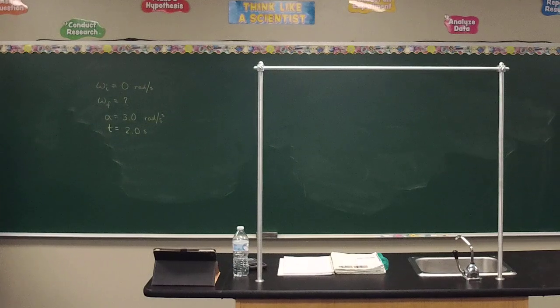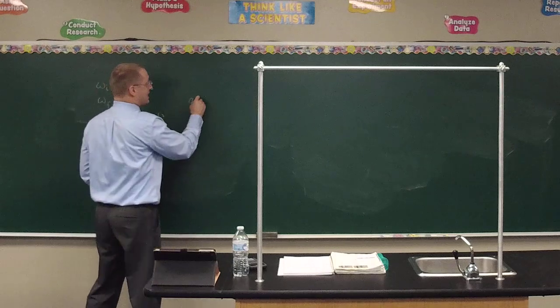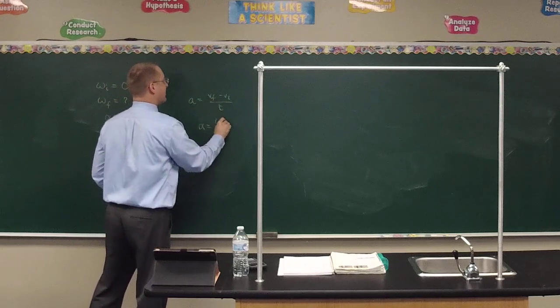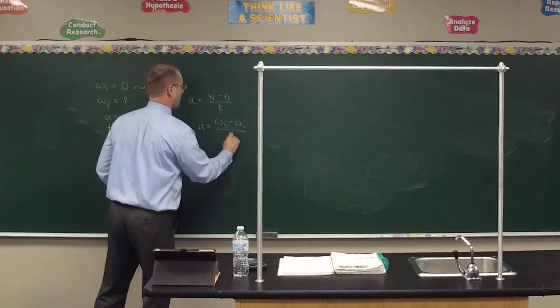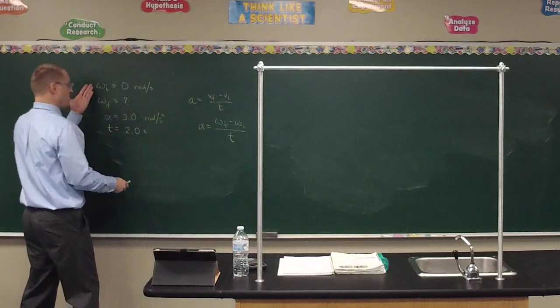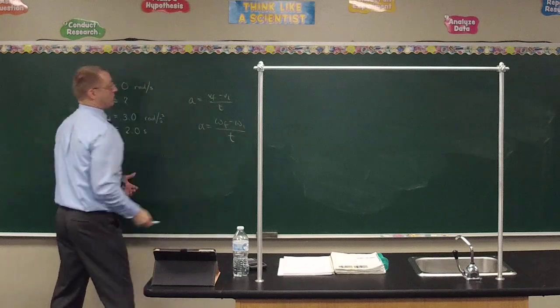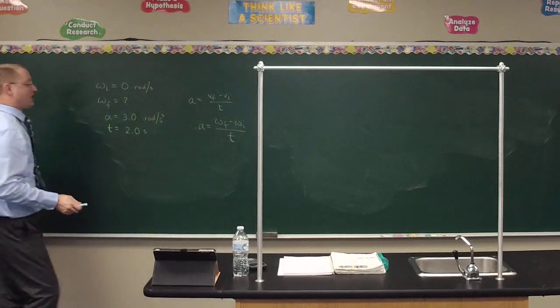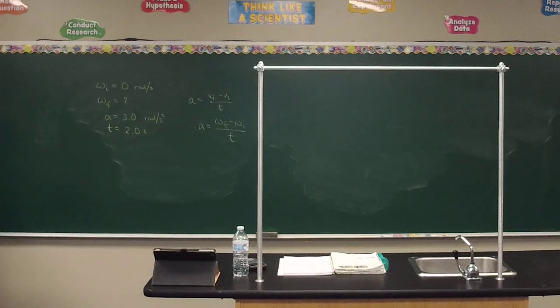Omega final minus initial over t. The acceleration equation, right? Remember we said that a equals v sub f minus v sub i over t. Well, alpha equals omega sub f minus omega sub i over t. And after all, if the initial is 0, omega sub f over t equals alpha, so you just say alpha times t. Angular acceleration times time, you can do that in your head.